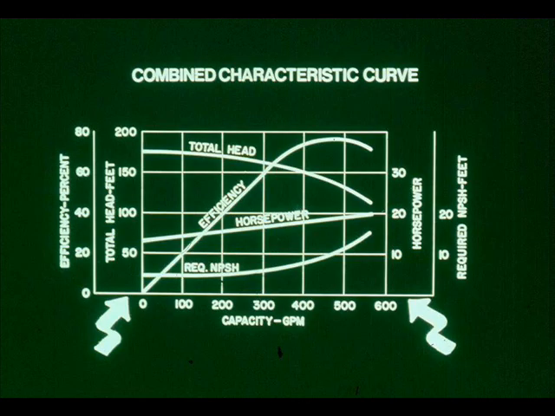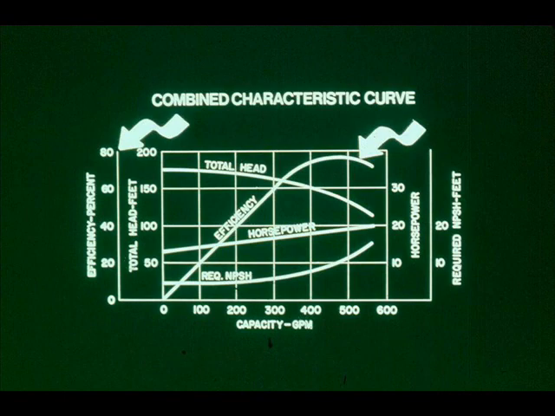Usually you will see characteristic curves shown in this manner. Several different characteristics are shown on the same chart. The horizontal scale shows capacity only. There are several vertical scales, a different one for each characteristic curve.